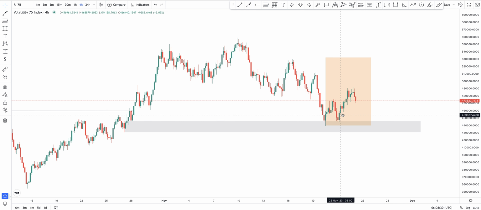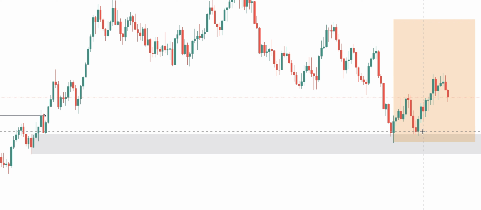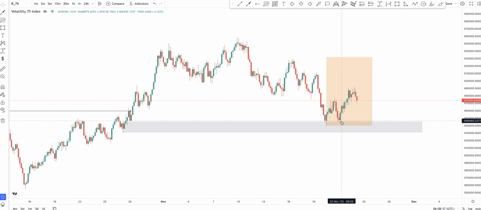So this is the trade we took actually from here, the one in the box. That is the trade we took, where we caught almost 40-something points. So this is the trade I took. Okay, so what we are going to do now is find out where we can get our entry and what triggered us to take a buy on Volatility 75.